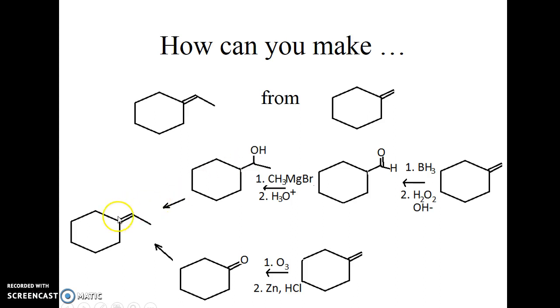How can I take this to this? Phosphorus oxychloride is a good dehydrating agent. Now, if I decided I wanted to go the ylide route, I can use an ylide to go from here to here. How do I get this ketone? Well, I can take the ene and I can do oxidative cleavage, and that'll give me this ketone.